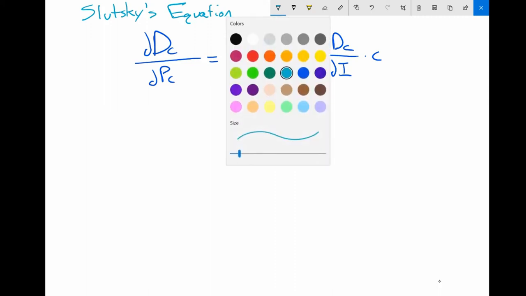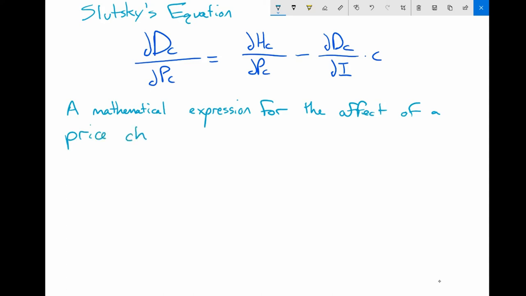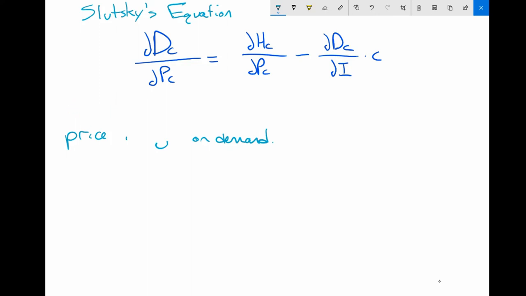And so what we find here is a mathematical expression for the effect of a price change on demand. So Slutsky's equation gives us a mathematical expression for the effect of a price change on demand. All right, I didn't give myself enough room here.